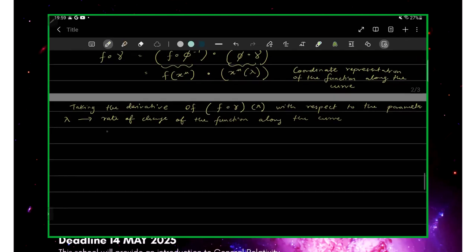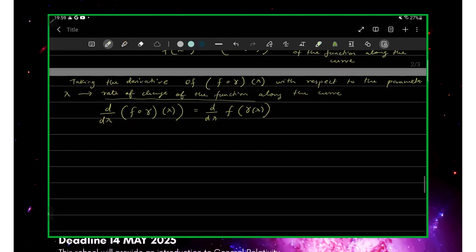Okay, so of course, we define a typical derivative with respect to lambda of this coordinate representation. And this would just be equal to the function along the curve, which is parameterized by lambda. Okay, like I wrote over here.